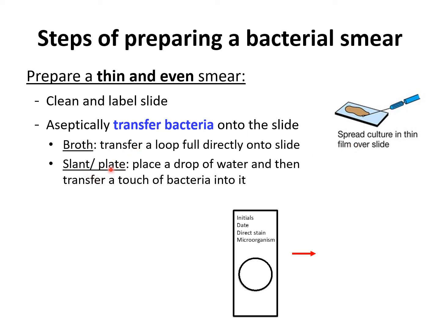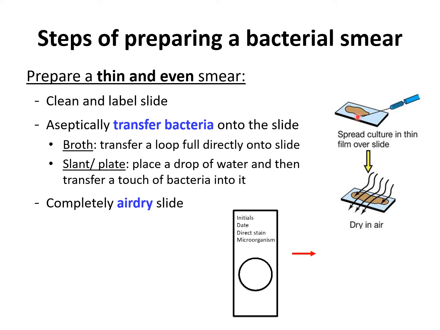Now, if you transfer bacteria from a slant or from a plate, bacteria growing on a slant and a plate, that's a dry medium, right? So slants and plates have agar, so they're considered solidified medium. So what we usually do is the technique is a bit different. You grab a clean slide, make sure you've sterilized your loop, as I said. Then we place a drop of water onto our slide.